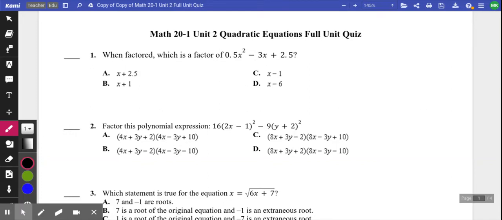What's up, guys? It's your boy Kennedy here with another episode of Quarantined Math. We're going to go over our Unit 2 quiz that you missed because you got too close to COVID.